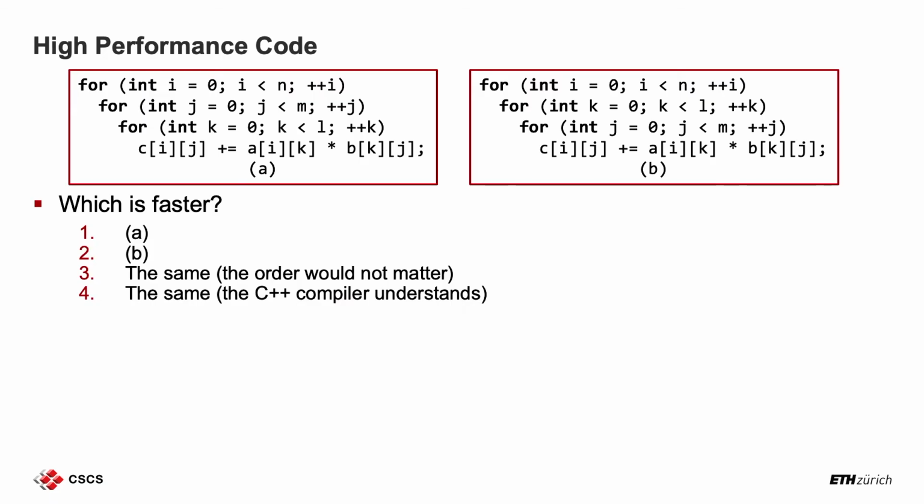And now I can ask you, what is faster? Is A faster? Is B? Or the same? Because the order, who cares about the order? You have a von Neumann architecture, you don't care. Or maybe the same just because the compiler understands what I'm doing here. It's able to do the optimizations for me.